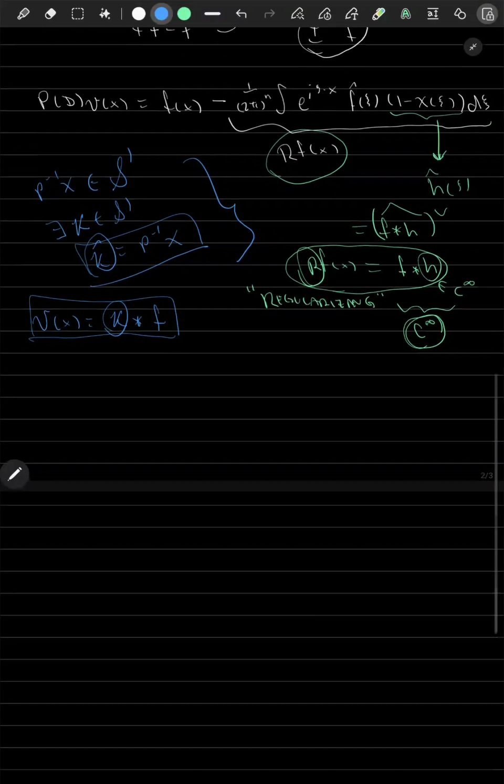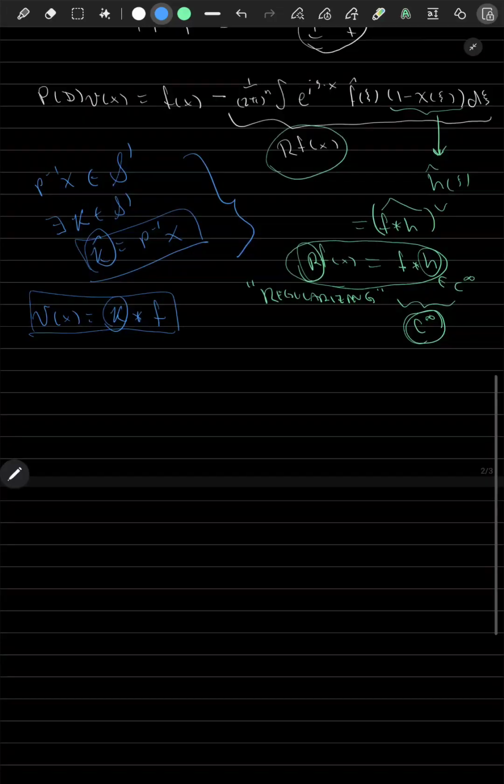Okay, so we've expressed v as this convolution, and we have expressed R f, is that correct? Yes, R f as this convolution. Let's do h f.